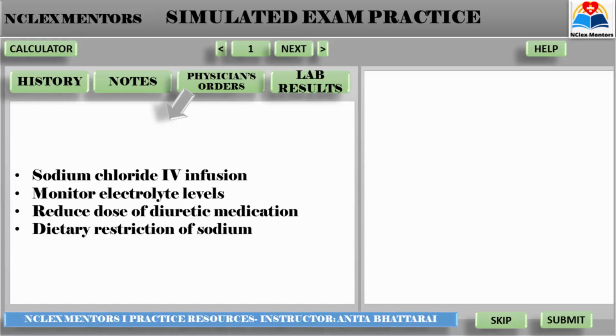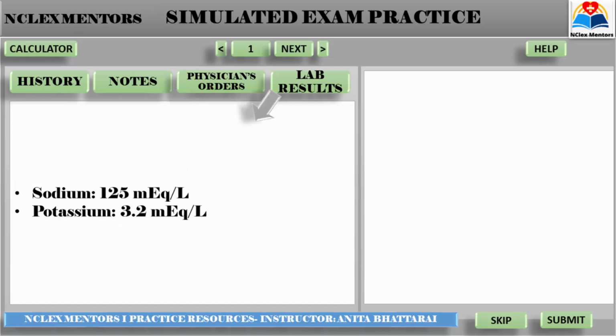Physician's order reads the following. Sodium chloride IV infusion. Monitor electrolyte levels. Reduce dose of diuretic medication. Dietary restriction of sodium. Lab values of sodium and potassium for the patient are also given over here.